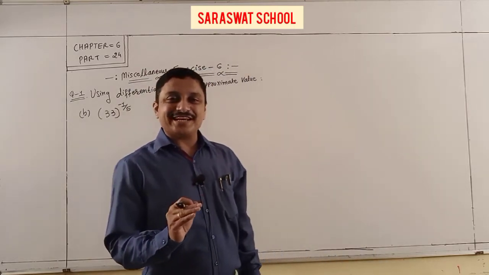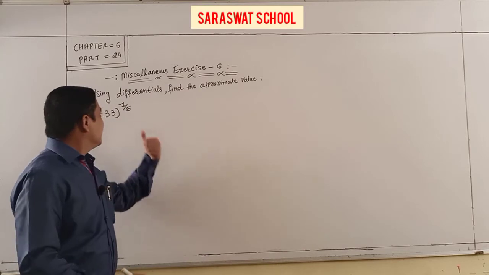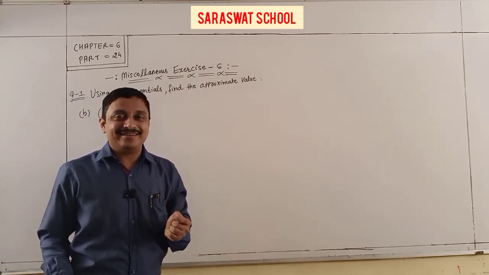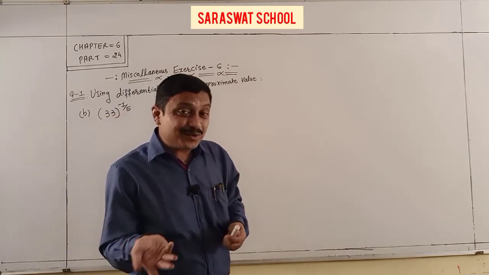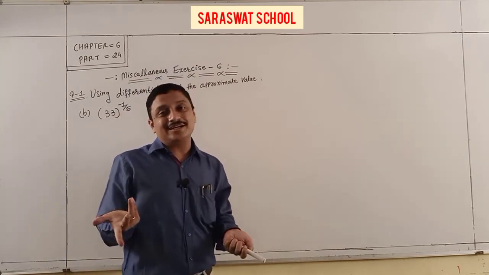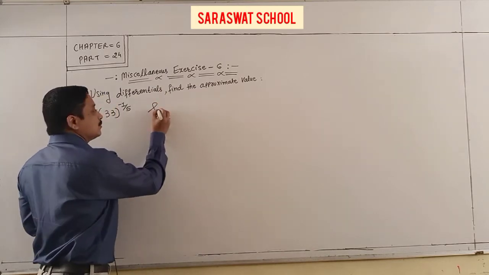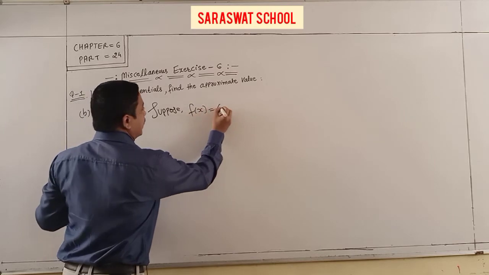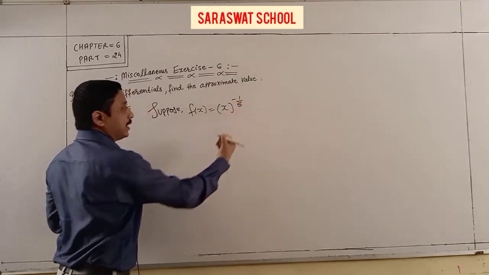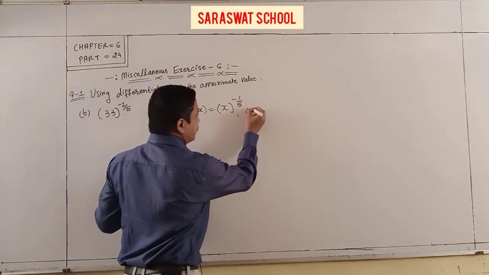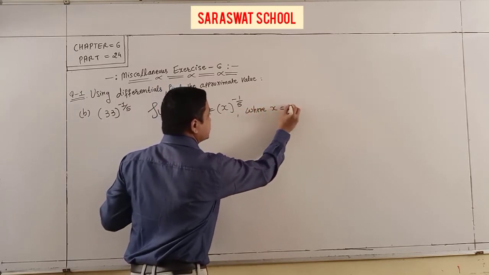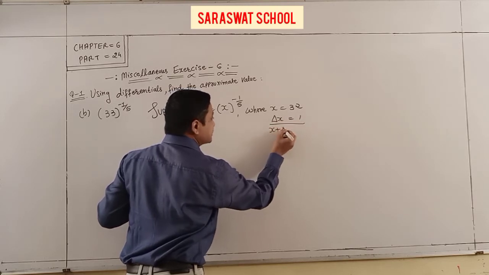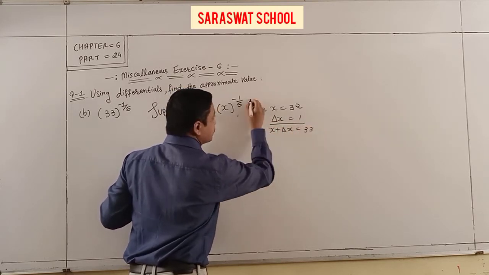Now similarly, students, I go to the second one. Find the approximate value of 33 raised to 1/5. 33 means nearest to 32, 2 raised to 5, and 2 raised to 5 is 32. So here, students, I assume our function is x raised to minus 1/5, where x is 32 but del x is 1, that is x plus del x.